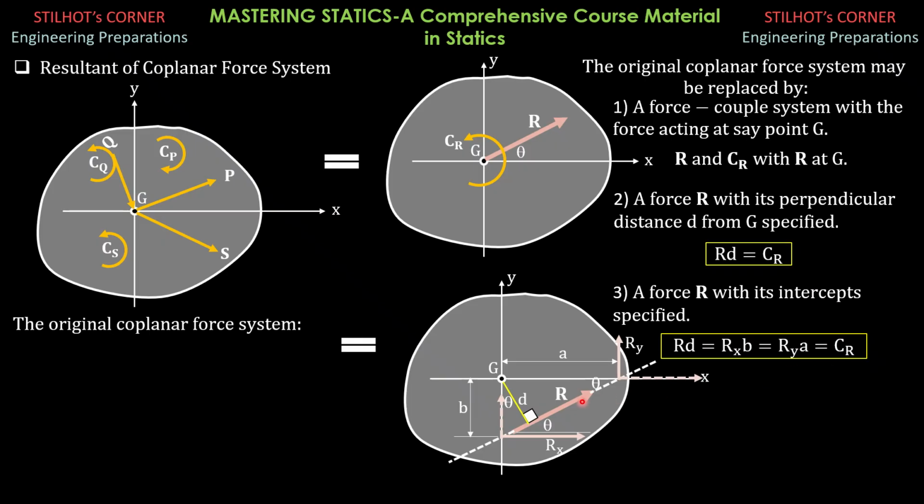Likewise, from the figure, the perpendicular distance is either A sine of theta or in this case B cosine of theta. That's the perpendicular distance, either A sine theta or B cosine theta. You just apply trigonometry. You don't need to memorize that. You have to understand the geometric meaning using trigonometry.